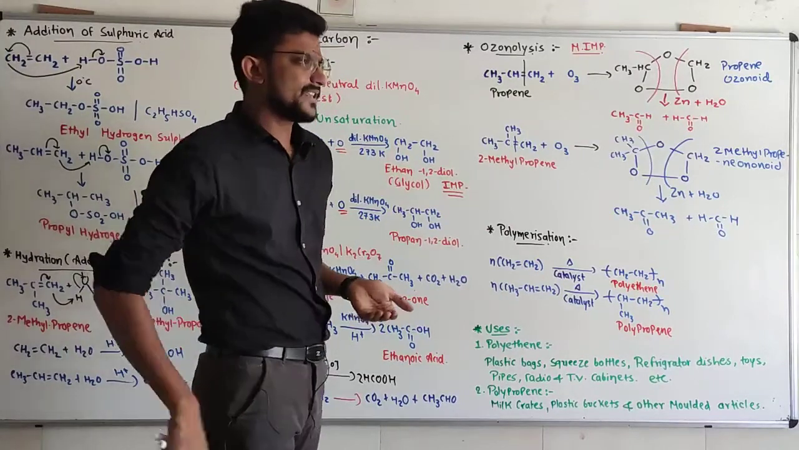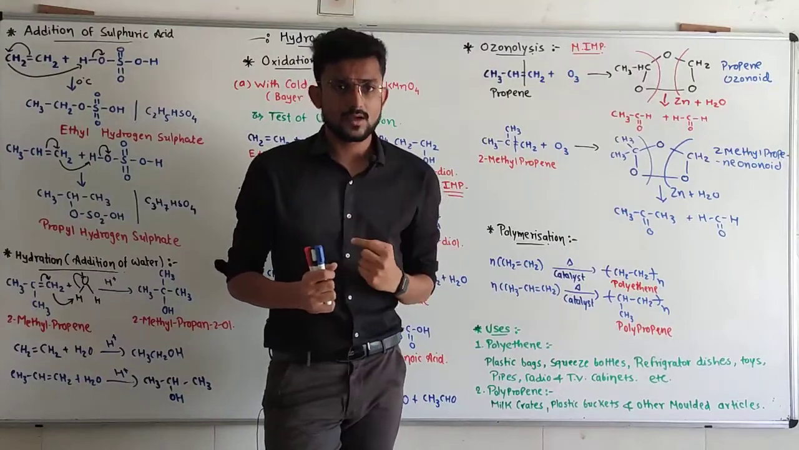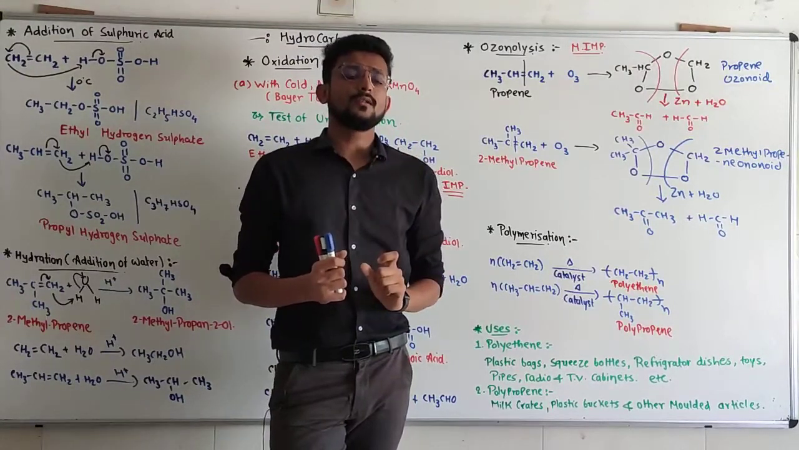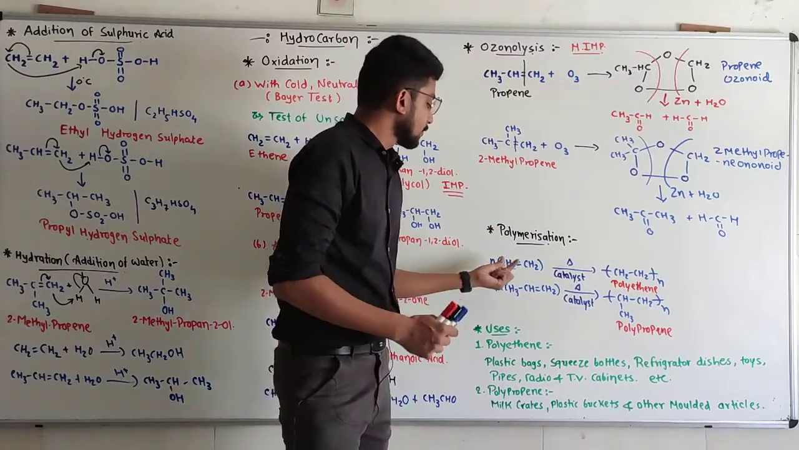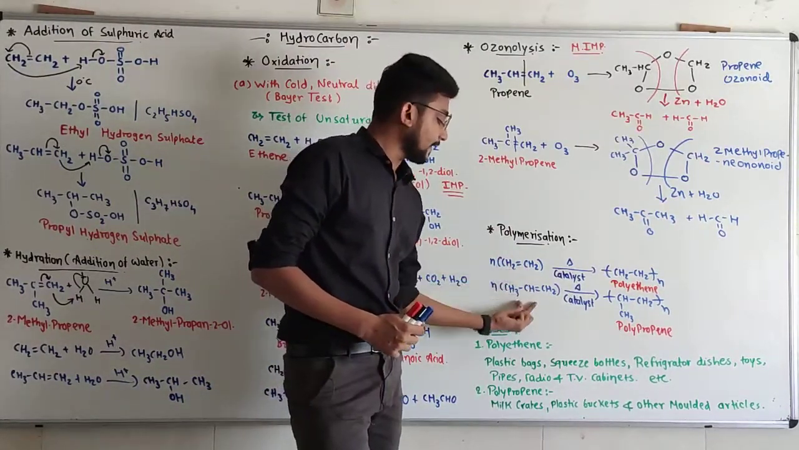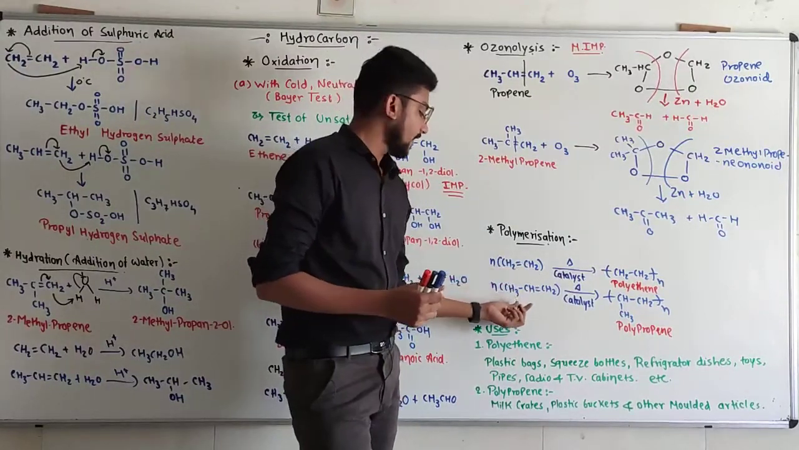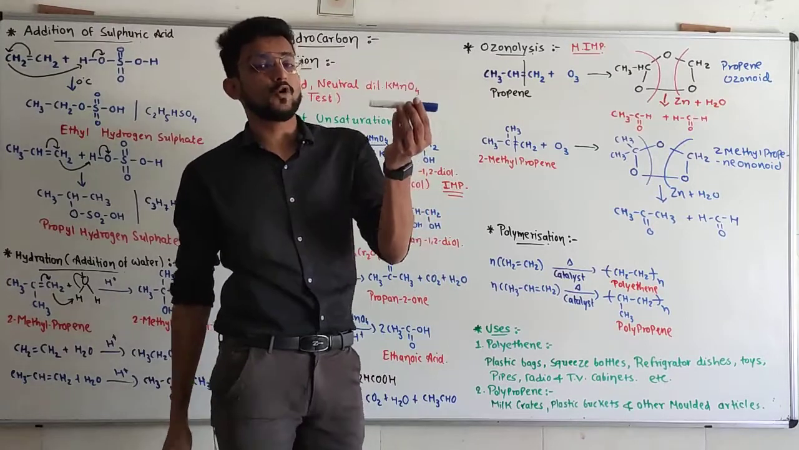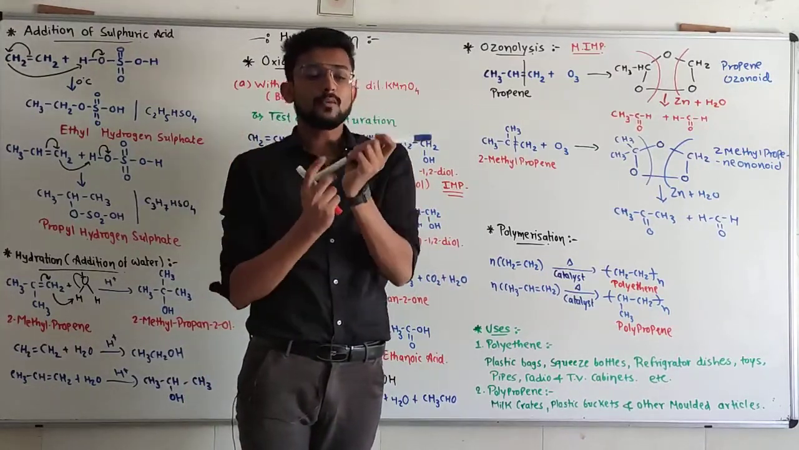For polymerization, we have to know some fundamental words like monomer. A single molecule which undergoes polymerization is known as a monomer. So we have two different monomers over here, ethene and propene. Ethene is our monomer and propene is our monomer. First monomer, second monomer, third monomer.